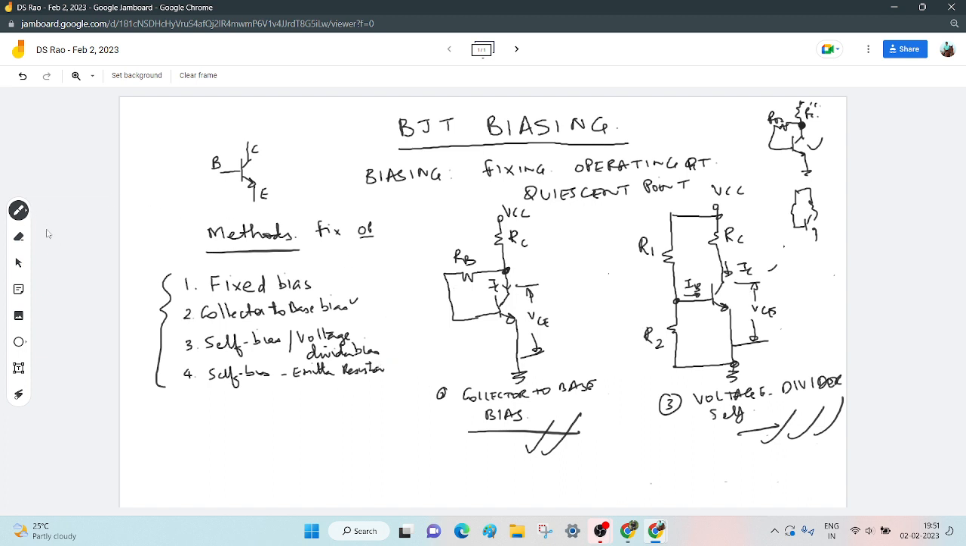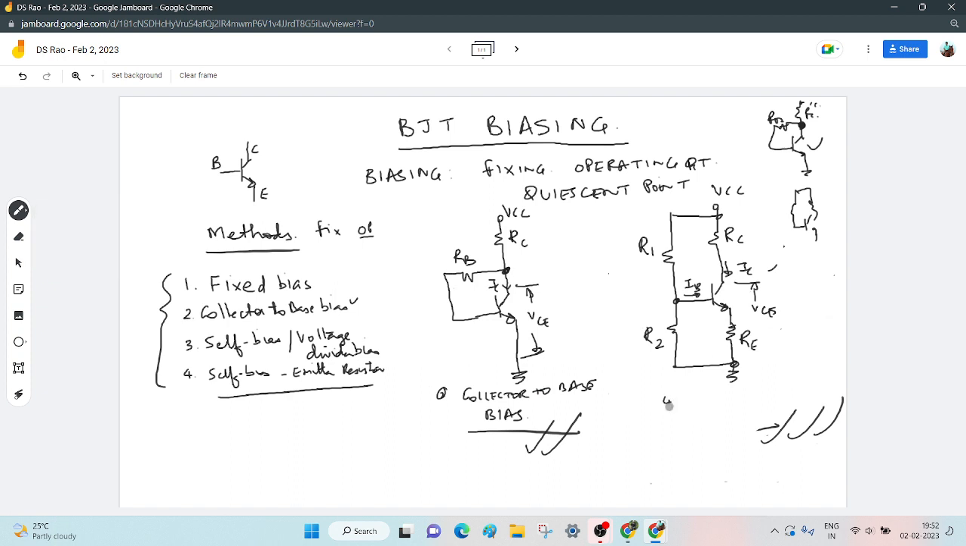Okay. Now what is self bias with emitter resistor? I don't have to draw another circuit. I will remove the third one, then the fourth one, how it looks. The fourth one is just an improvement of the third one. Everything remains the same, R1, R2, RC. In the emitter we will put one resistor called RE.